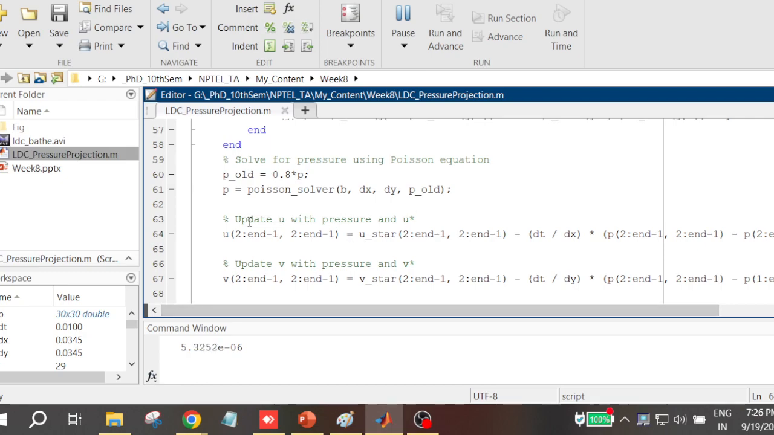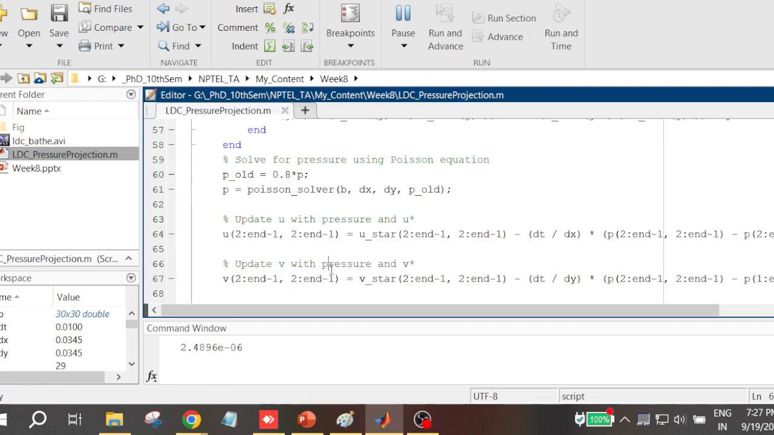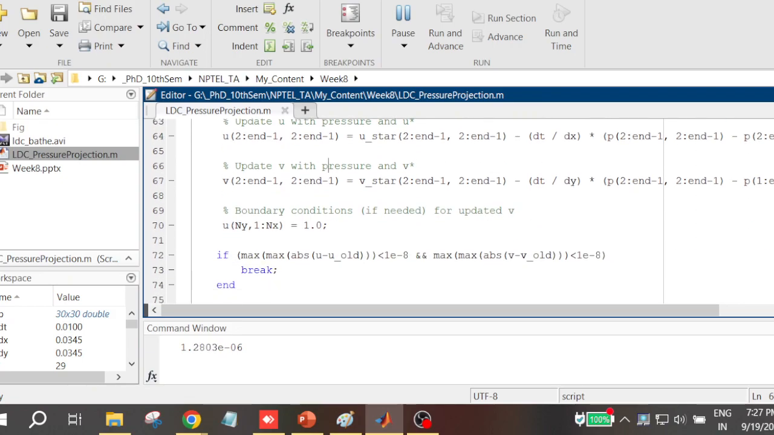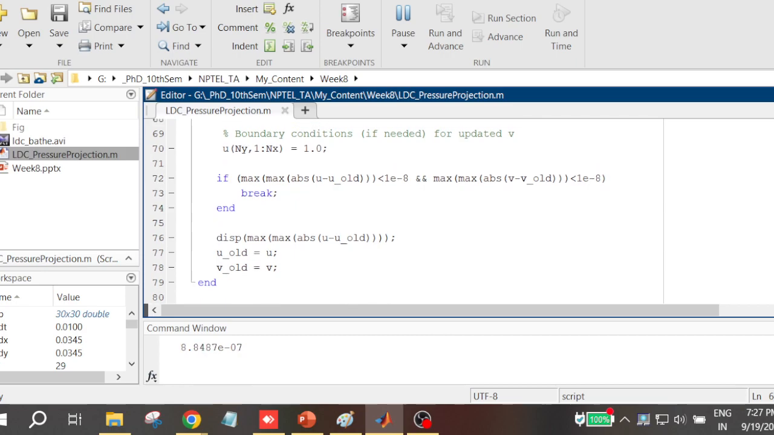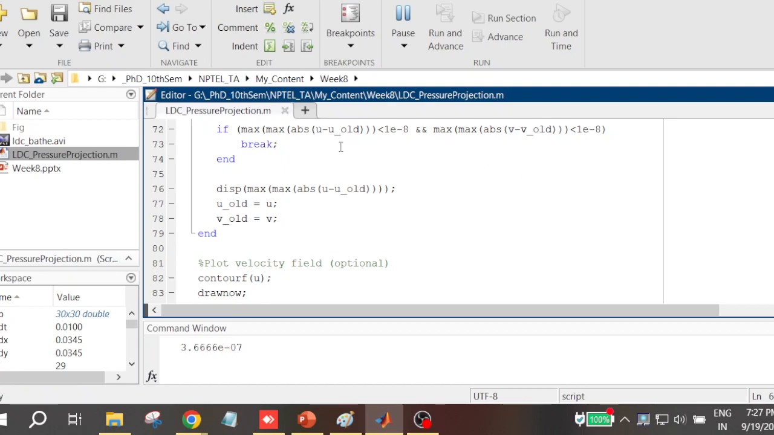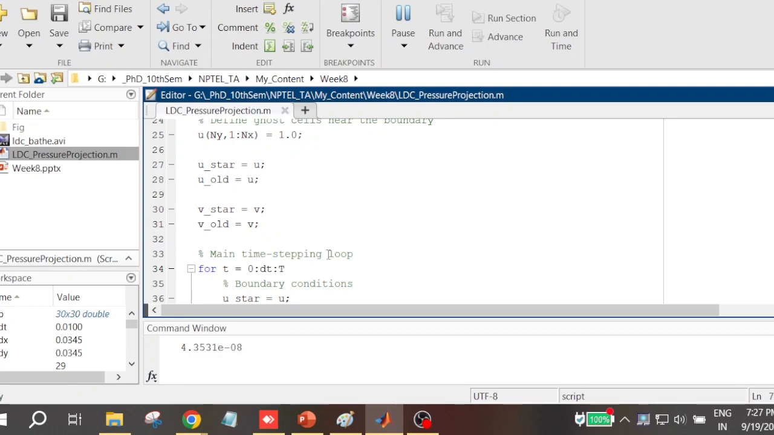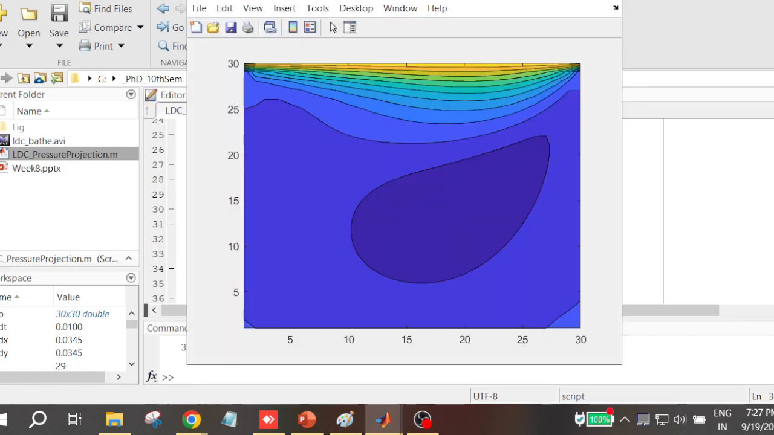Then the third step is fairly easy: u is equal to u star minus dou p by dou x, and v is equal to v star minus dou p by dou y. That's it, you are done with the code. Then I am calculating the tolerance, whether it has been reached or not. If the difference in the velocities is less than 10 raised to minus 8, then break out of the time loop. Otherwise it will continue till the maximum time is reached. Maximum time I have written as 10 seconds here. If it is reached, it will stop automatically, otherwise it will stop before that.